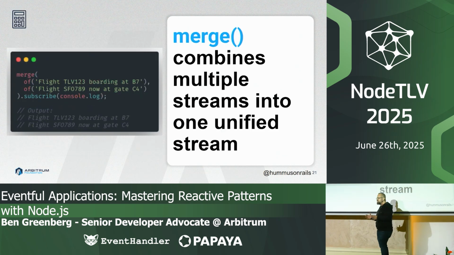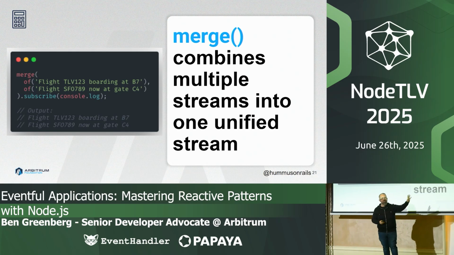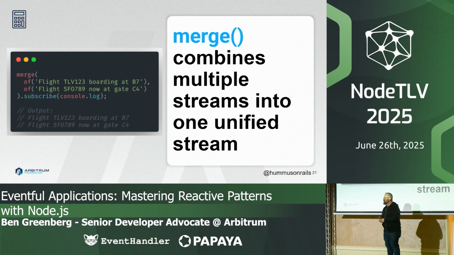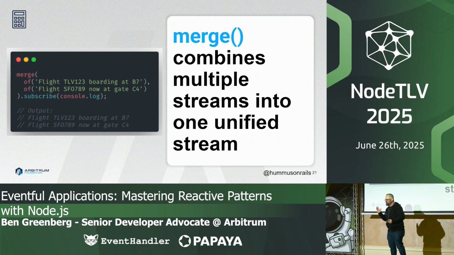Now, merge allows you to combine multiple streams into one unified stream. So let's say you have data coming in from terminal A, data coming in from terminal B, and you want to combine them into one unified stream. Well, then you would use merge for that.